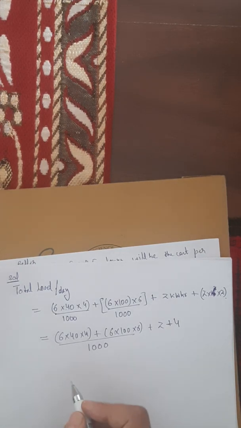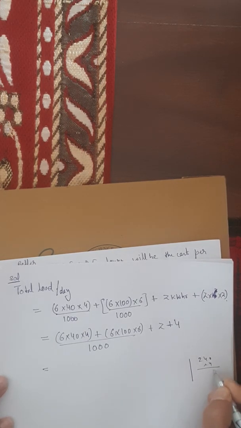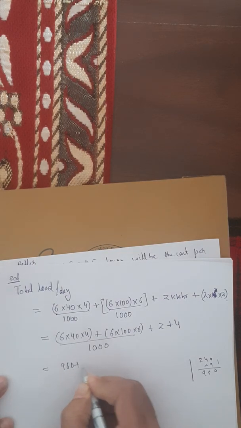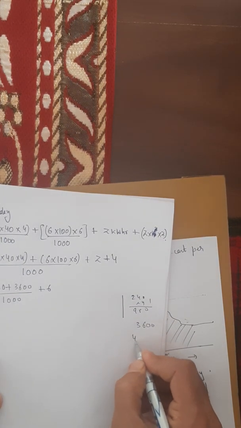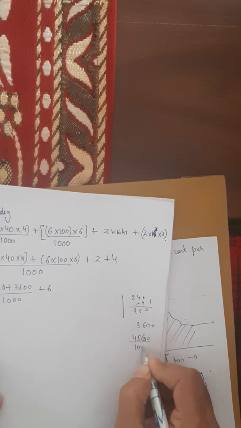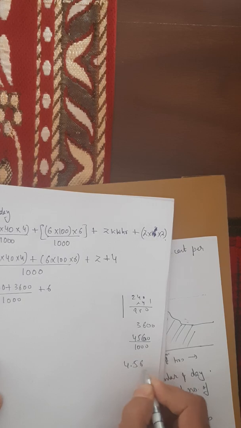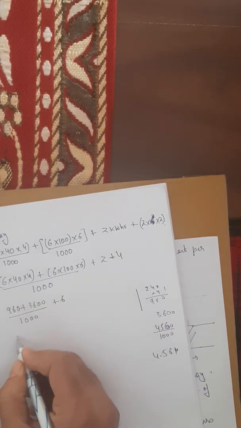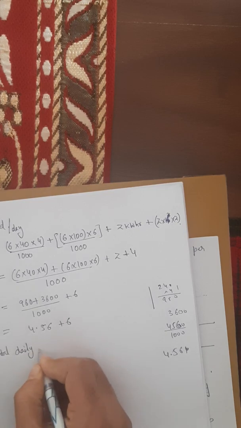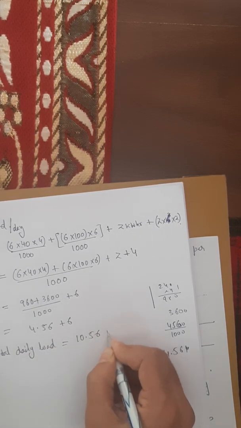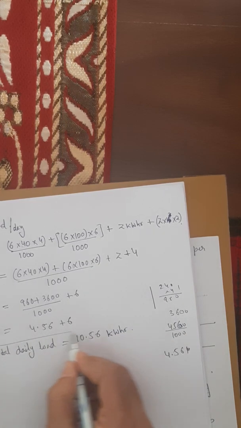So if I solve it, 6 fours are 24, so 240 multiplied by 4 is 960. 960 plus 36 multiplied by 100, which is 3600, divided by 1000, plus 6. So it will be 3600 plus 900, 4560 divided by 1000, which is 4.56. Then 4.56 plus 6, so my total daily load will be 10.56 kilowatt hour. So this is my daily load consumption.